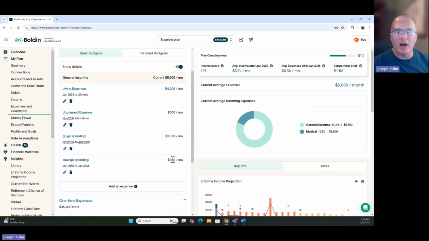A common error I see is people just lumping everything into living expenses. Hey, these are my expenses. And knowing that there's going to be go-go years, slow-go years, they lump it all together and make this 4,200, make it 7,000, and they have to work 3, 4, 5 more years. So if you use a higher mortality, be real on how much you're going to spend.